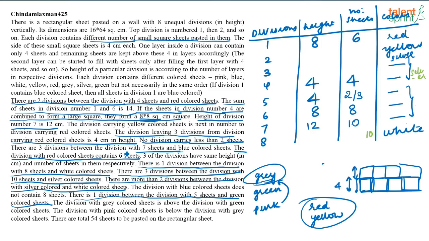It is given here that there are 3 divisions between the division with 7 sheets and the blue colored sheet. So either 7 sheets can be here. If 7 sheets is here, 1, 2, 3, this has to be blue. But this is not possible because they have already given that the division with blue colored sheets does not contain 8 sheets. So this is not the case. So 7 cannot come here. So 7 has to be here, 1, 2, 3, so this has to be blue. So that is also fixed. So this has to be blue.